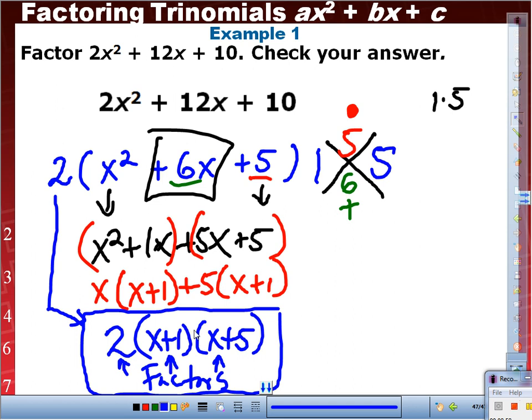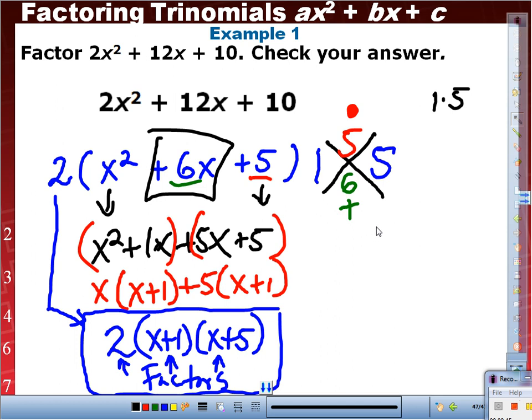Yes, Jessica. In these two, not really. I would like to have a constant first, but with these two it doesn't matter the order, because the commutative property of multiplication allows us to do that. Yes. All right, let's check.